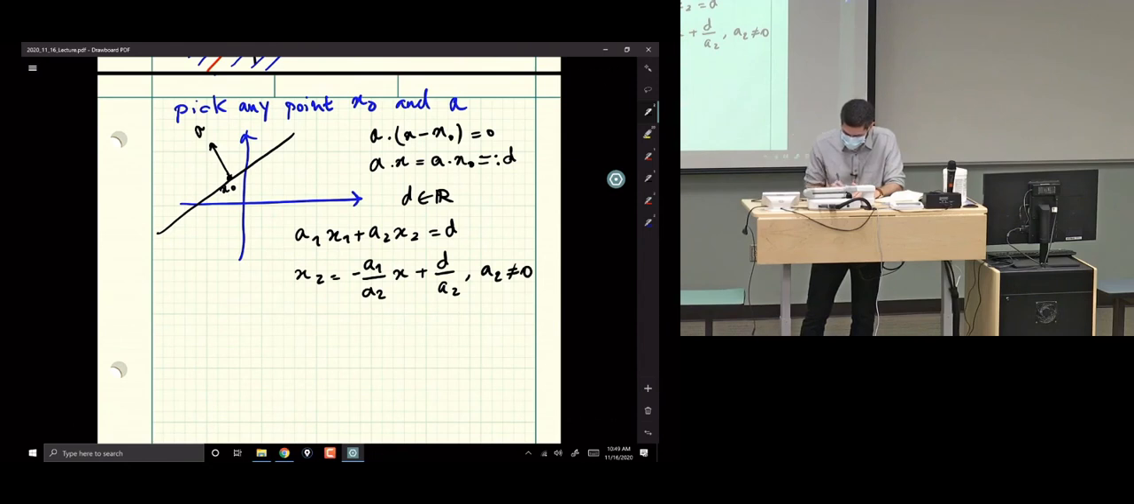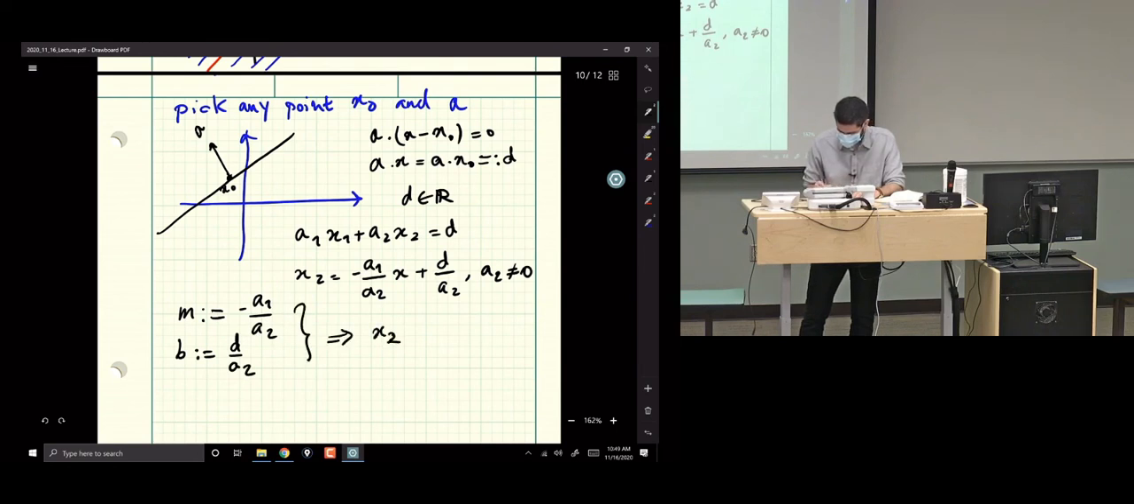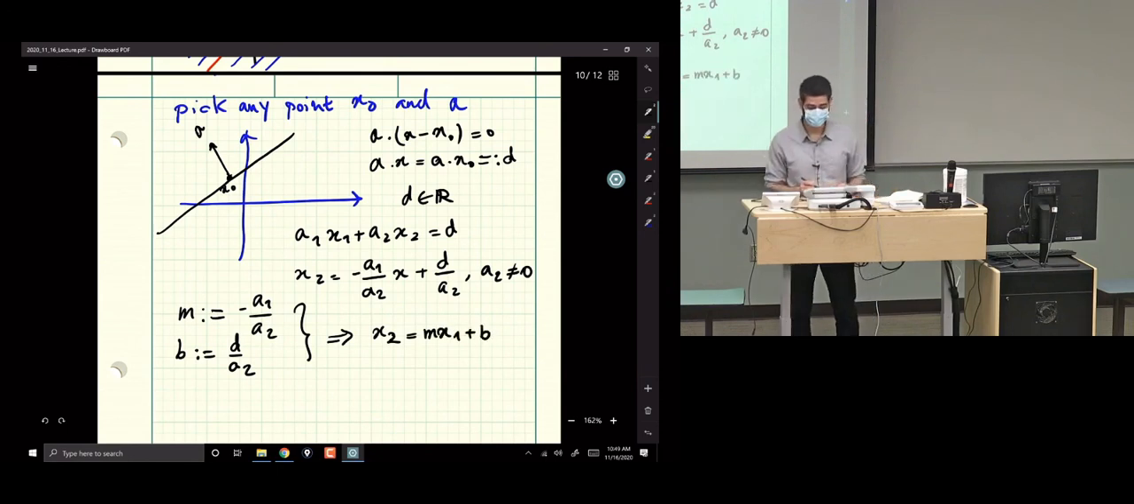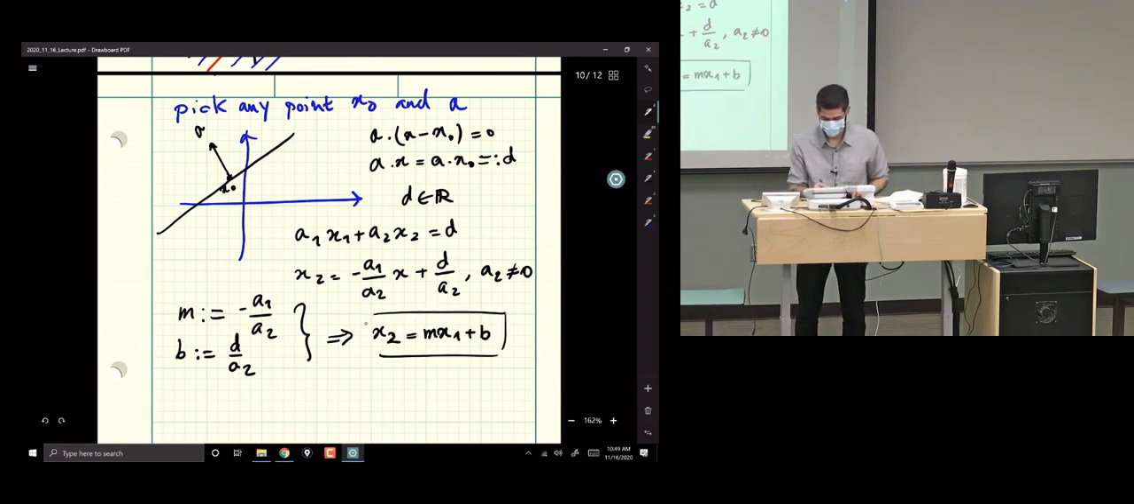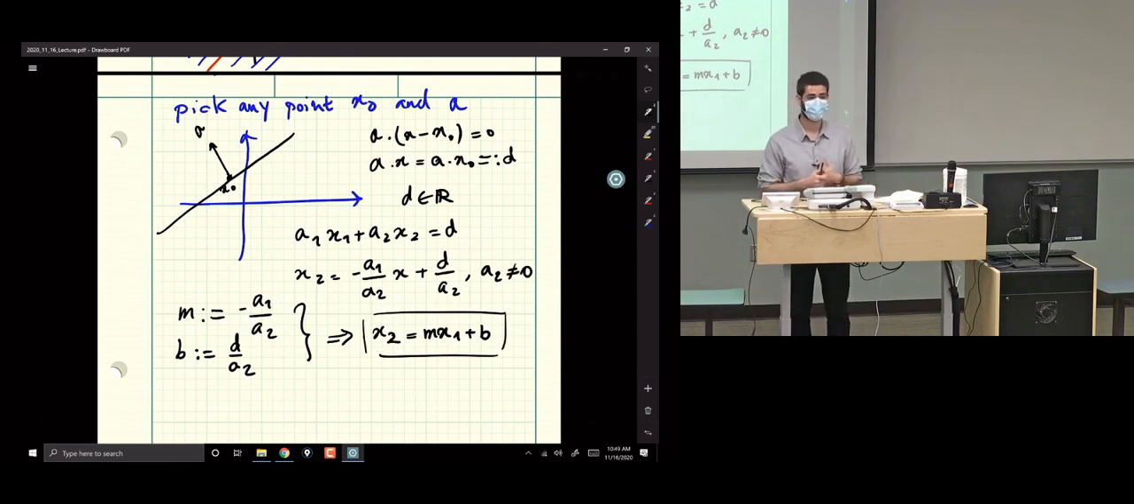Now, we can define M to be same as the previous case, and B to be, there you go. We got our line. So the line that we know is an affine subspace, linear variety of all the lines that go through the origin. This formalizes and generalizes.